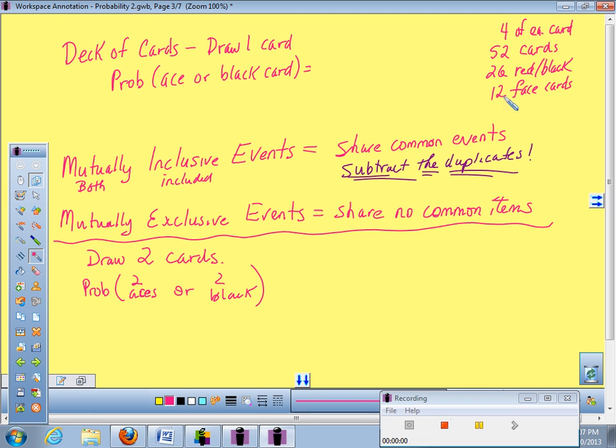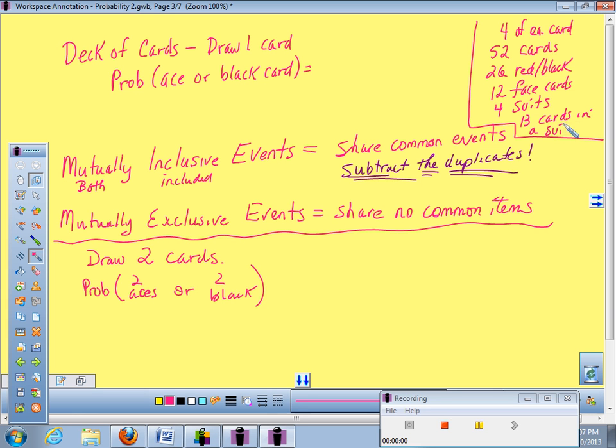Oh, how many suits are there? 4. Hearts, diamonds, spades, clubs. So there's 4 suits. How many cards in a suit? I'm about to run out of room here. How many cards are in a suit then? How many hearts are there? How many? 13, yes. 13 cards in a suit.